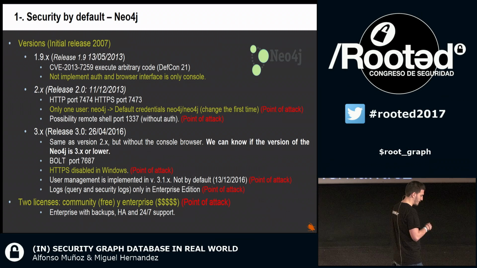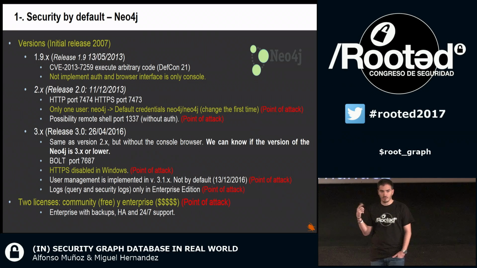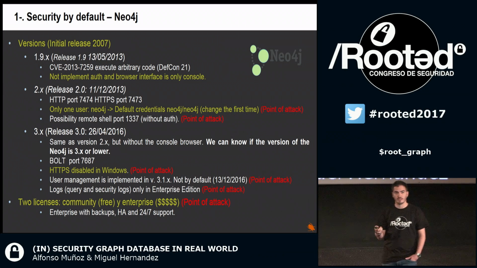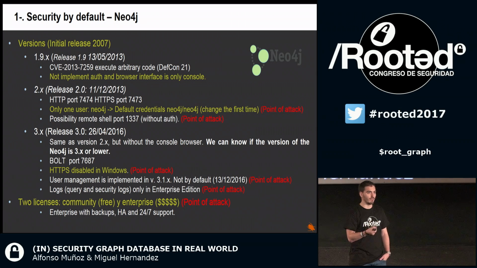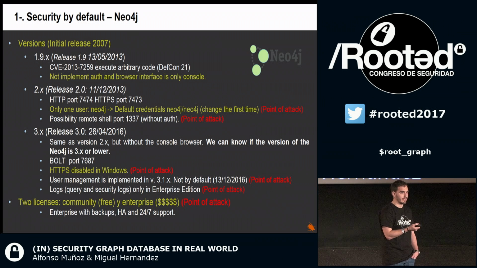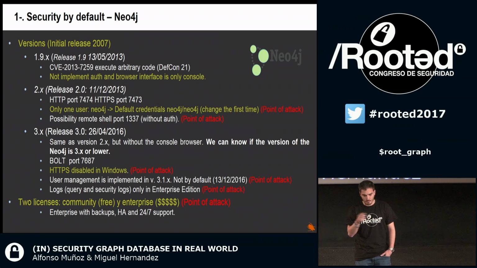In the new release, which was launched in London during Graph Connect, new functionalities were added, but they didn't do anything about security. It was just a basic thing. And it was not until the very end of that year that they implemented user management. You can create more than one user from that version on, because you only had Neo4j and that was it. The good thing is the password you need to change the first time you get into the system. We'll see what problems we have found.